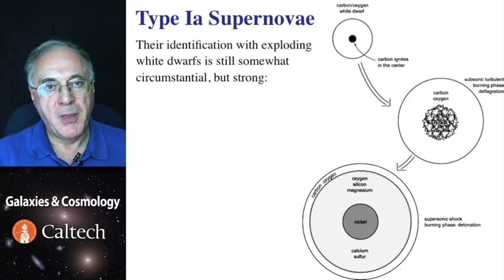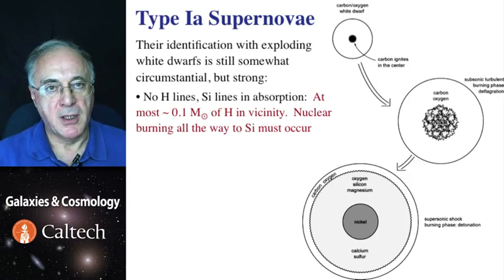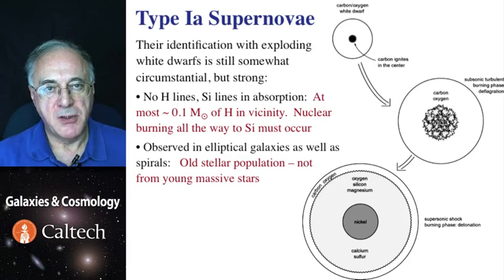So we're pretty sure that type 1a supernovae come from detonating white dwarfs, although this is not yet 100% certain. The reasons why we think this is the case are as follows. There are no hydrogen lines in the explosions of type 1a supernovae, meaning they have shed all of their envelopes, so it has to be an old stellar remnant, which would be just like a white dwarf. There are also strong lines of silicon, which means that nuclear burning in the progenitor has to have reached at least that stage. Second, they are seen in all kinds of galaxies, elliptical as well as spiral.